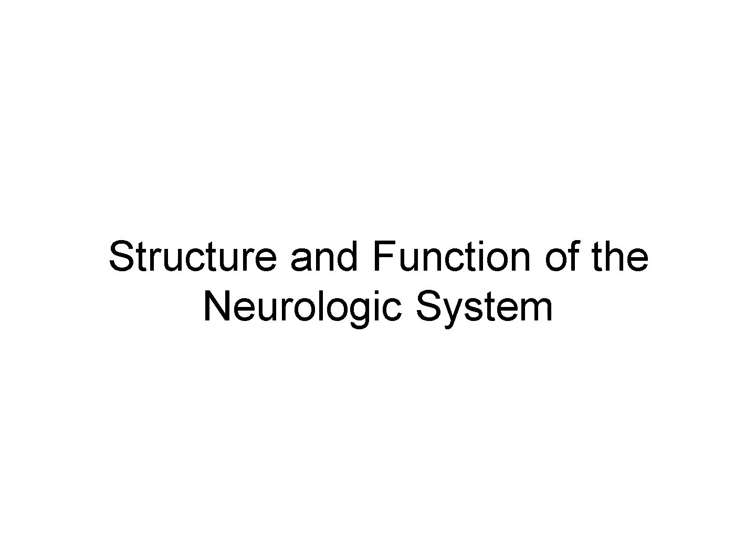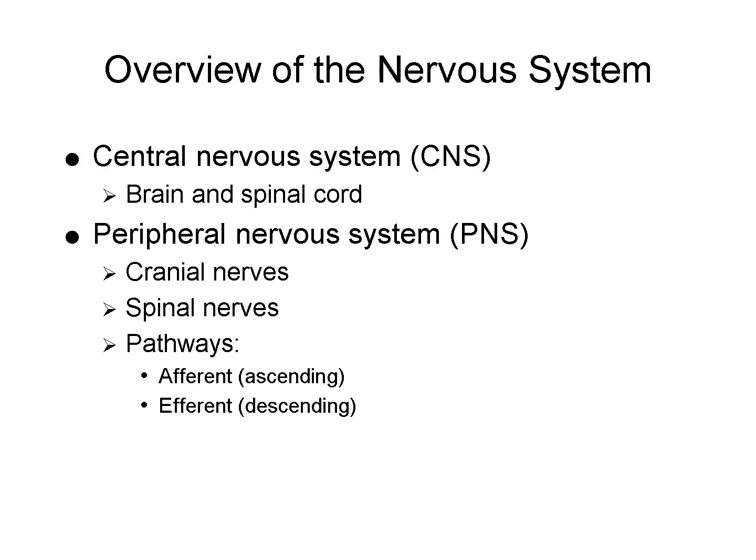Structure and function of the neurologic system. The nervous system is divided into two main parts: the central nervous system, or CNS, and the peripheral nervous system, or PNS. The CNS consists of the brain and spinal cord. The PNS includes cranial nerves and spinal nerves that branch out to the rest of the body. Information travels through afferent, or ascending pathways, and efferent, or descending pathways.